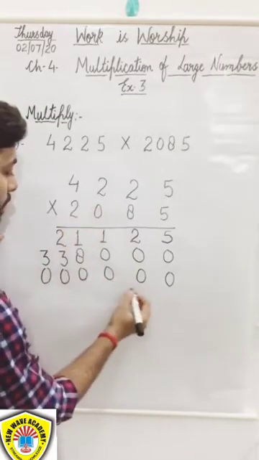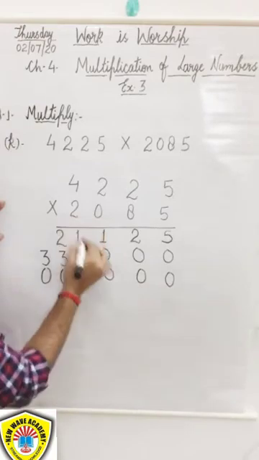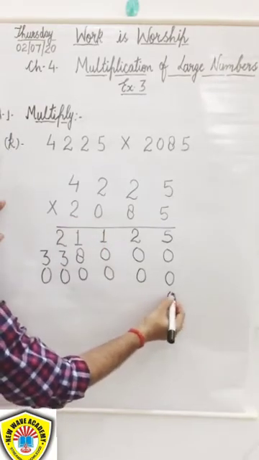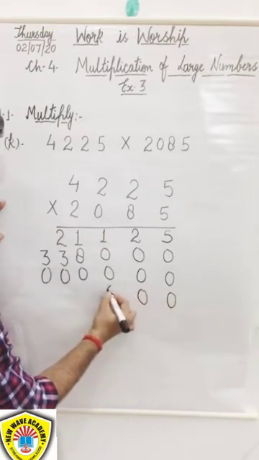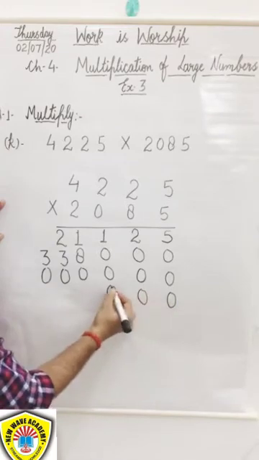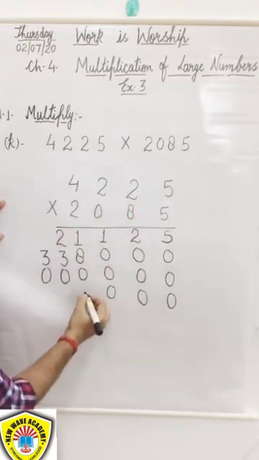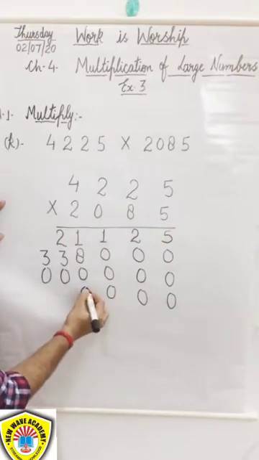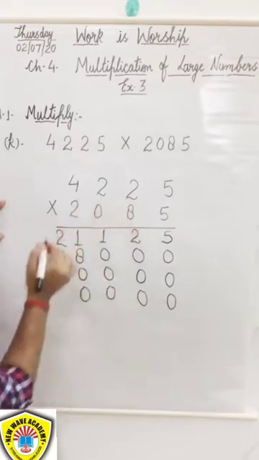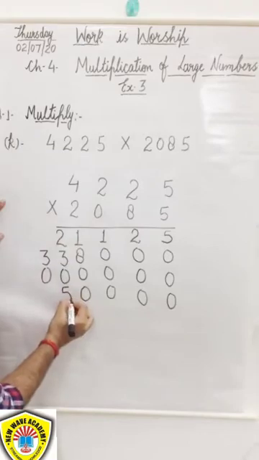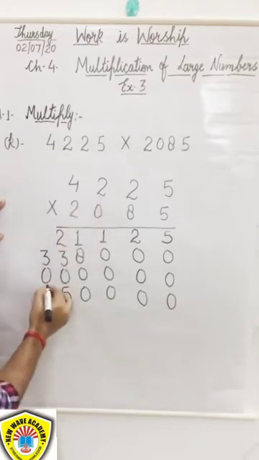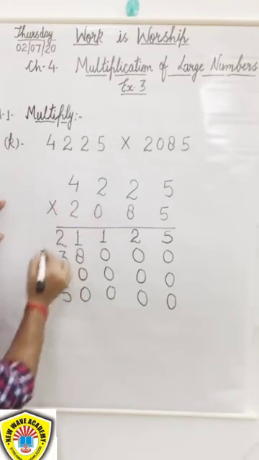Now come to the next number. So it is on the 1000 place, so we will put first 0, 0, 0 on ones, tens and 100 place, and we will start from the 1000 place. 2 5s are 10, so we will write 0. 2 2s are 4 plus 1 carry is 5. 2 2s are 4 and 2 4s are 8.